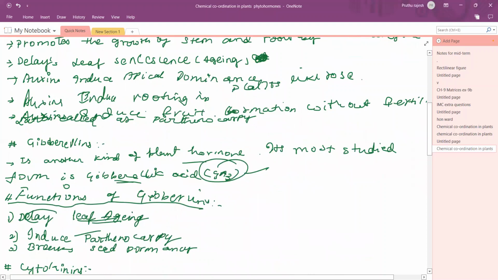So we completed auxins. Let's move on to the next part, which is gibberellins. Gibberellins is another kind of plant hormone, and its most studied form is GA3, or gibberellic acid GA3. Now, let's learn about some functions of gibberellins. It delays leaf aging. When auxins delay leaf aging, gibberellins also delay leaf aging. It induces parthenocarpy similar to that of auxins, and it breaks seed dormancy, which means it helps in the germination of seeds.